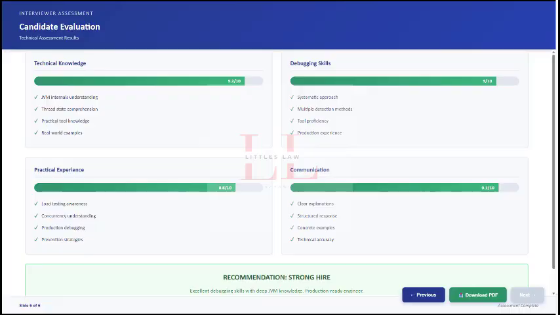And then finally, the last slide. These are the actual responses that you must give. From a technical knowledge perspective, you must score.